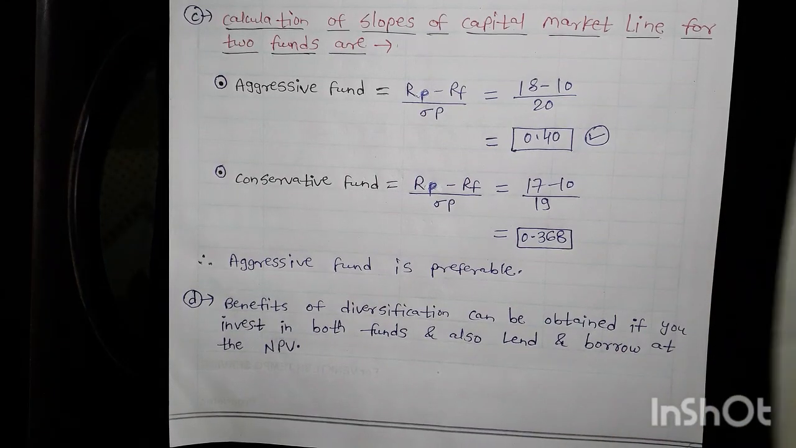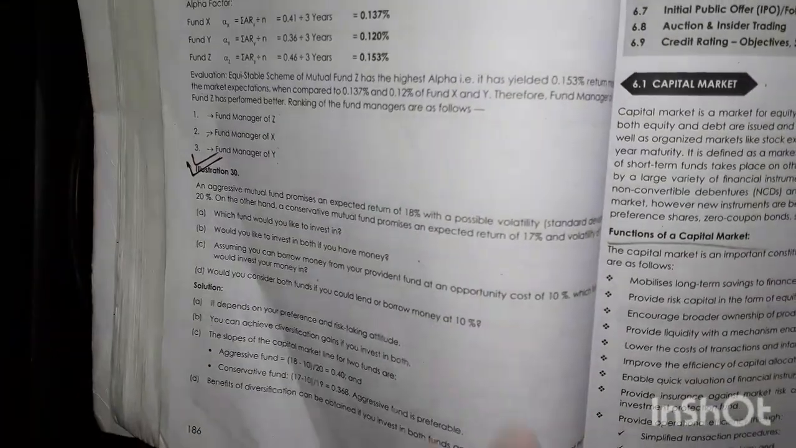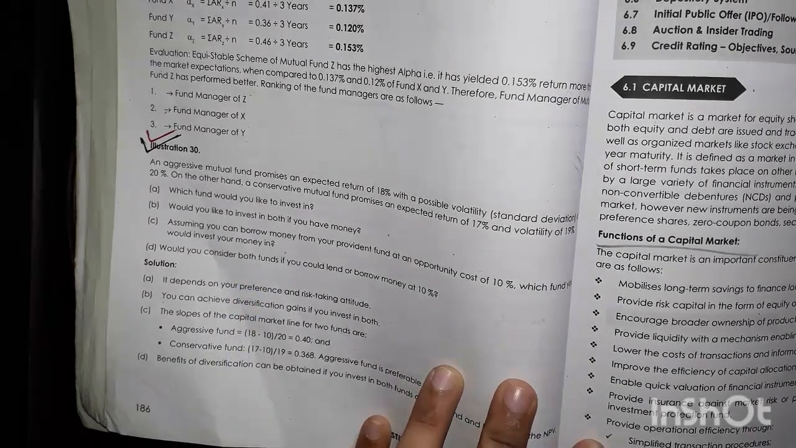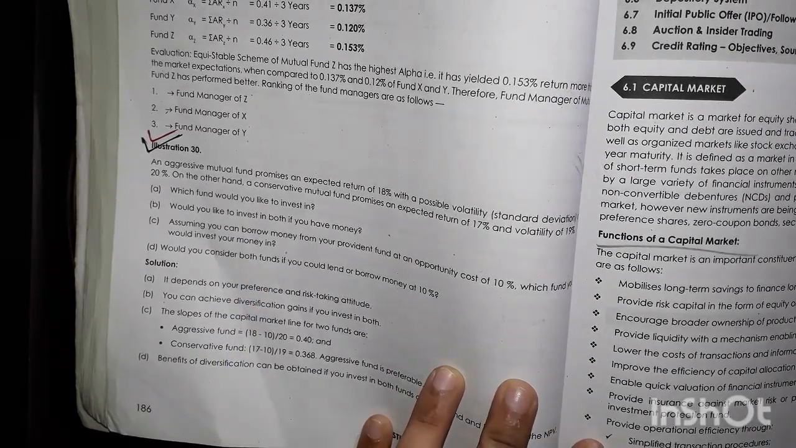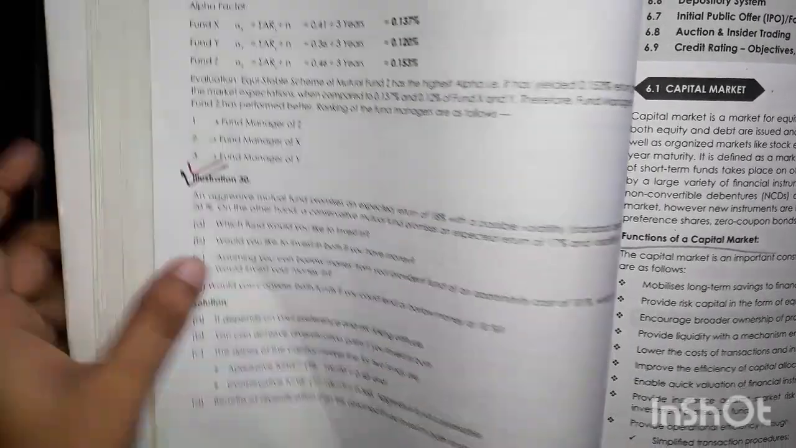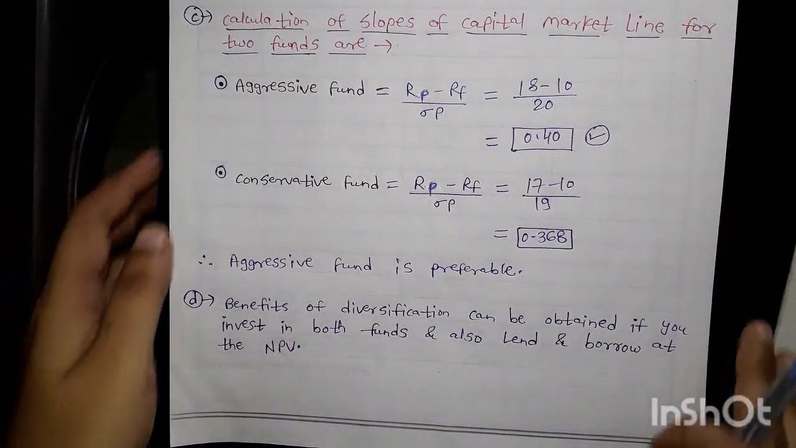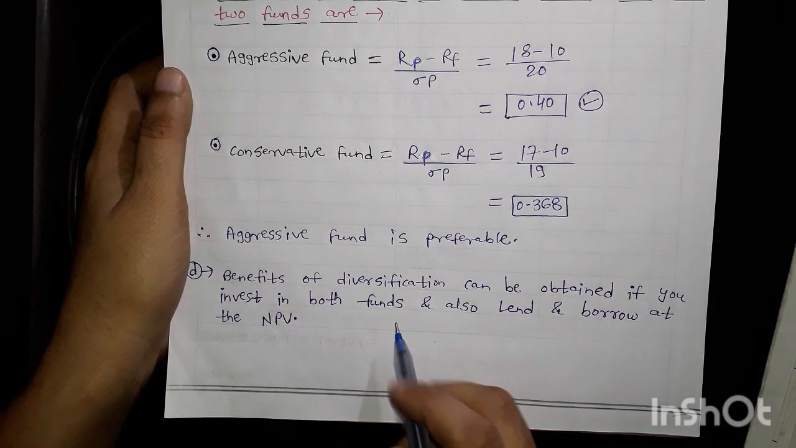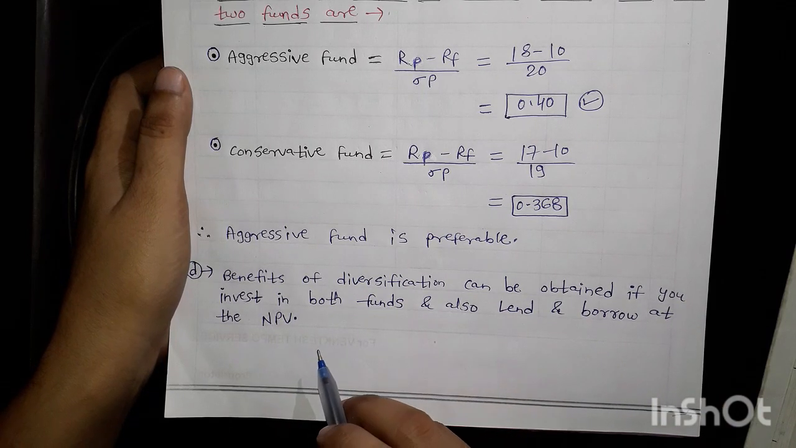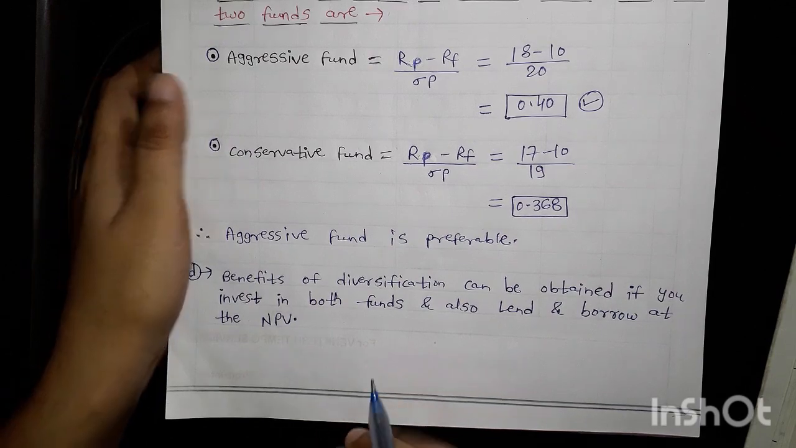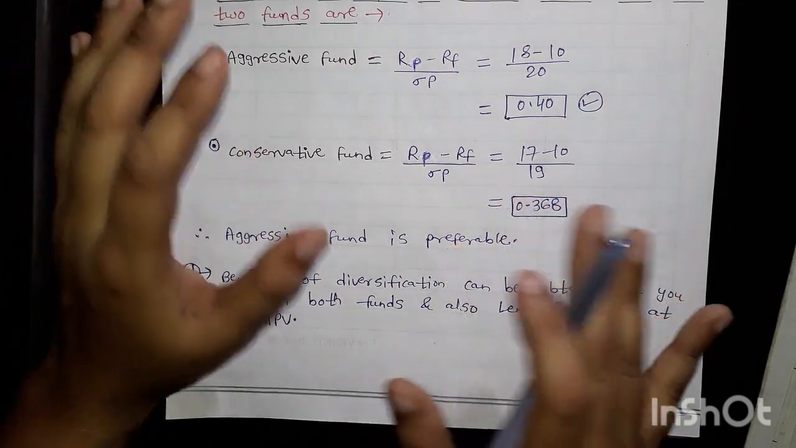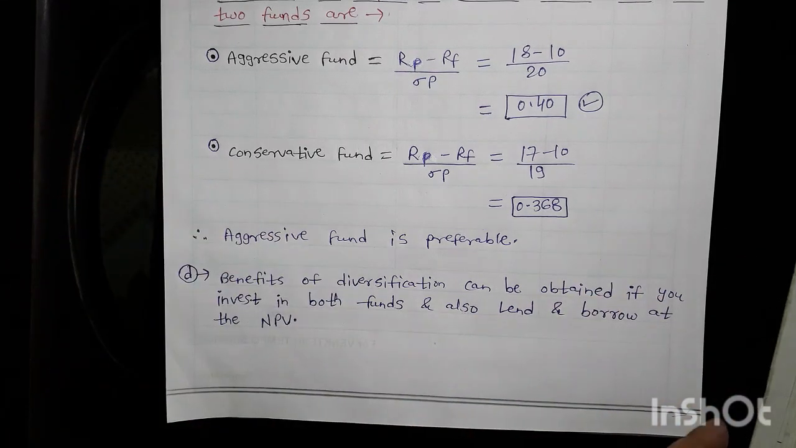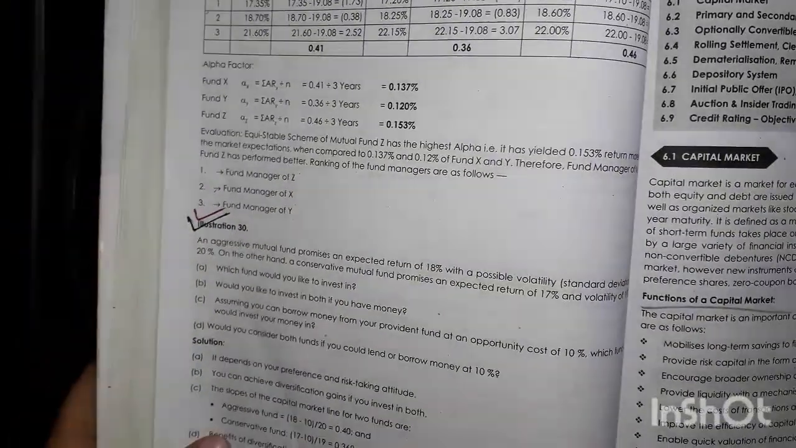Now the last question. See, would you like to consider both funds if you could lend or borrow money at 10%? Okay, so this is also a somewhat descriptive answer. The benefit of diversification can be obtained if you invest in both the funds and also lend and borrow at a risk-free rate. Okay, so this is not that important a question, you can just go through it once. So here we have completed illustration number 30.